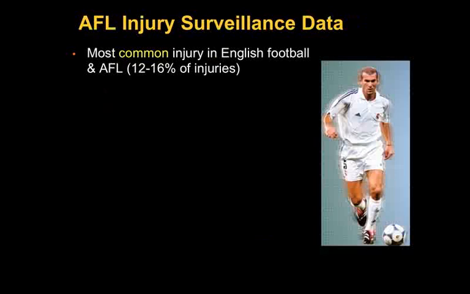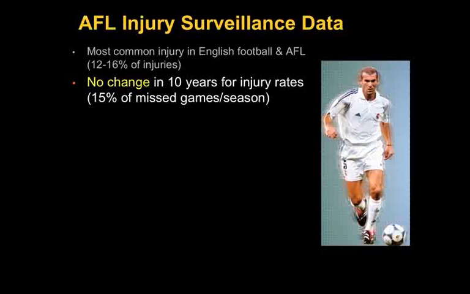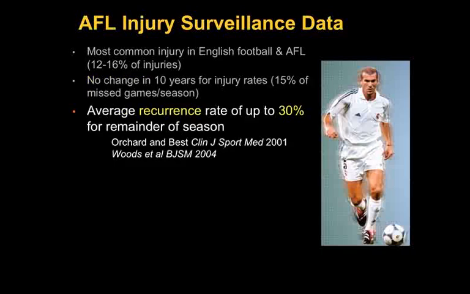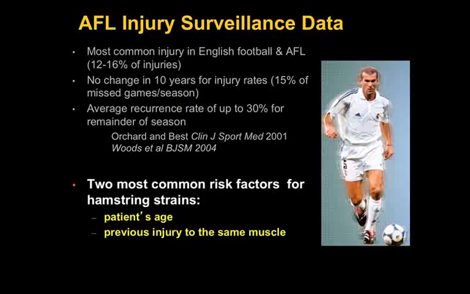An AFL injury surveillance data study showed that the most common injury in English football and the AFL was hamstring strains, 12 to 16% of the injuries. There was no change in 10 years of injury rates for hamstring injury. 15% of athletes missed games or time during the season secondary to hamstring injuries. The average recurrence rate was up to 30% for the remainder of the season once they had a hamstring injury in that season. The two most common risk factors identified in this surveillance data for hamstring strains were the patient's age and previous injury to the same muscle.